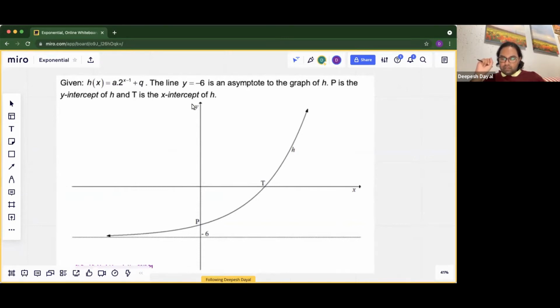h(x) equals a times 2 to the x minus 1 plus q, and the line y equals minus 6 is an asymptote to the graph of h. I know a lot of you like that word; you are familiar with that. P is the y-intercept, so let me just put a dot here. And T is the x-intercept, right?